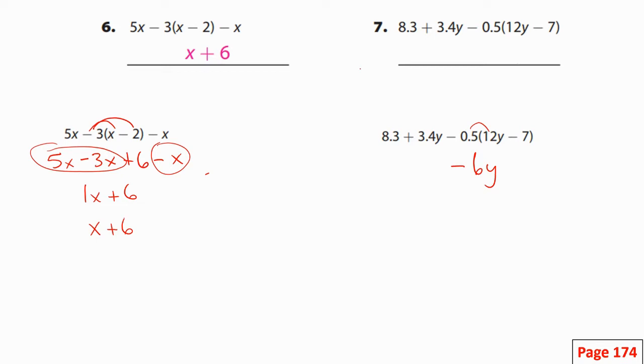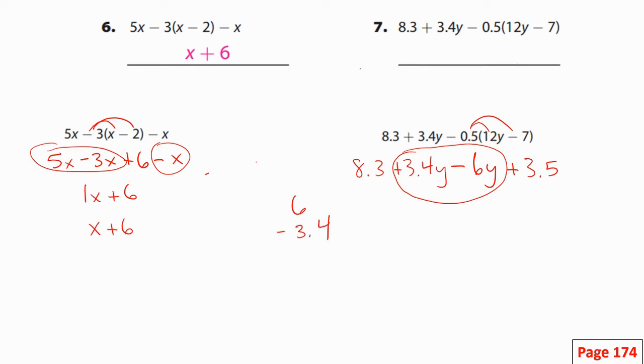And 0.5 times 7, half of 7 is 3.5, and negative times negative is positive. Now I'll write down the rest here, 8.3 plus 3.4y. I'm going to combine my like terms here, the two y terms. 3.4 minus 6. I have to subtract these two. So I have 6 minus 3.4.